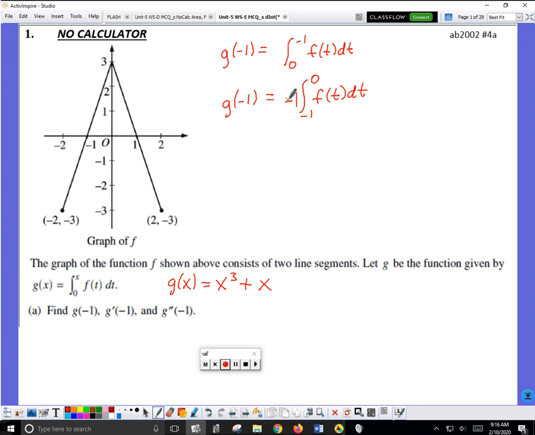Okay, next thing. We're supposed to integrate F, here's F, from x equals -1 to x equals 0.